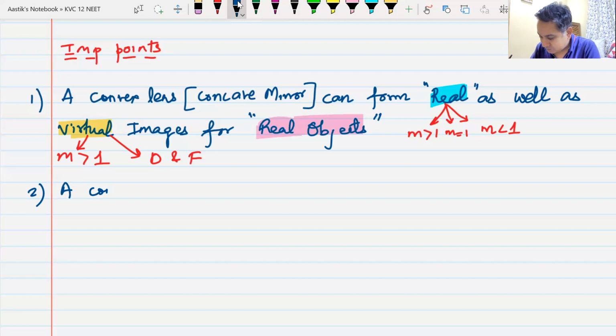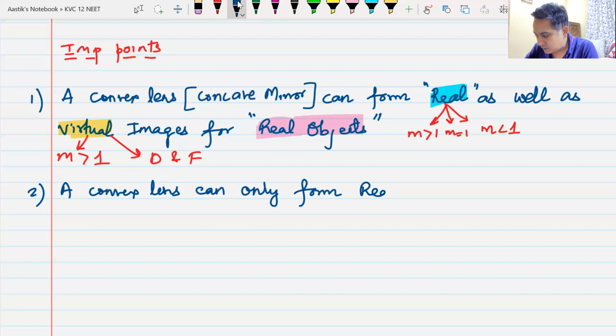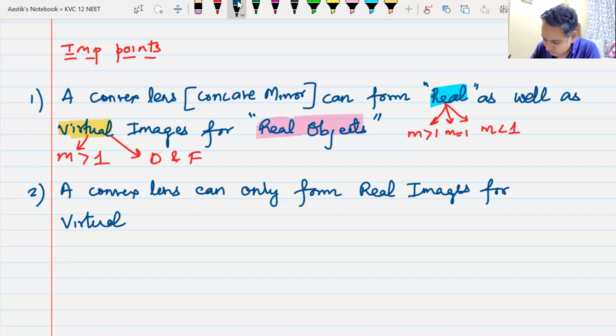A convex lens, whatever I'm writing for lens, it is also valid for concave mirror. I will not write it. A convex lens can only form real images for virtual objects. Now, how will you get virtual objects? Don't worry, I'll give you an example of a question. You will be able to understand.